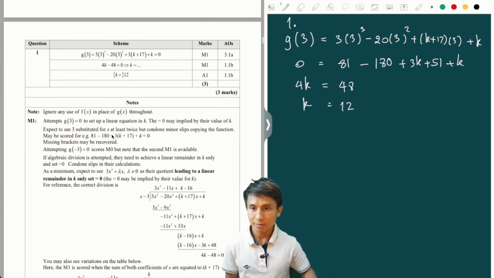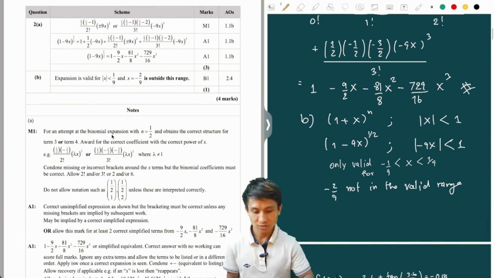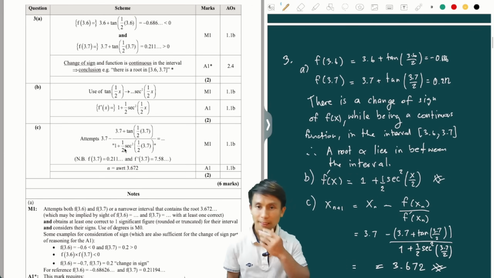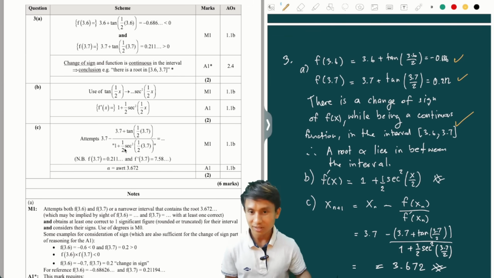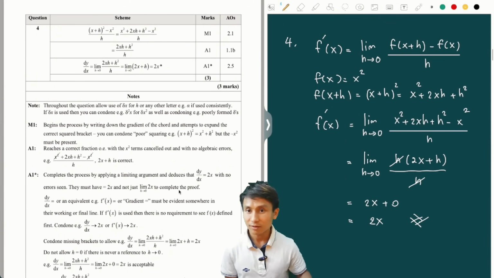Okay. Number 1, k equals 12, fine. Number 2, check all the terms. Yes. And minus 2 over 9 is outside the range. Okay. Number 3, minus that. Change of sign and function is continuous in the interval, so there is a root. Got that. Down here, 3.672. This is 1 plus. Okay, yeah, nailed it. Number 4, yeah, first principle, so I got all the parts there.